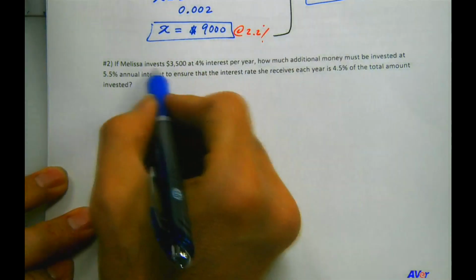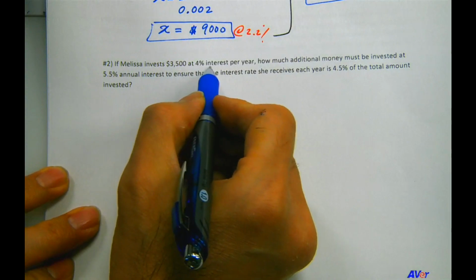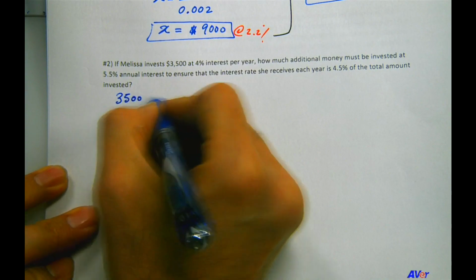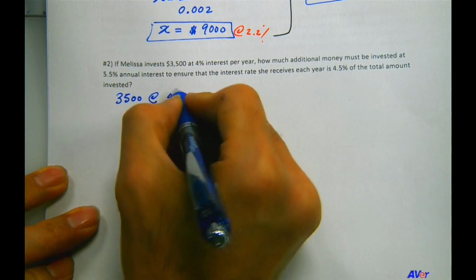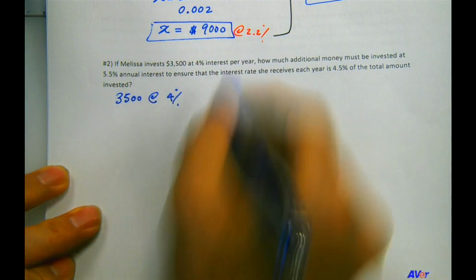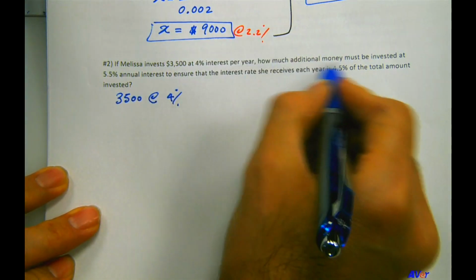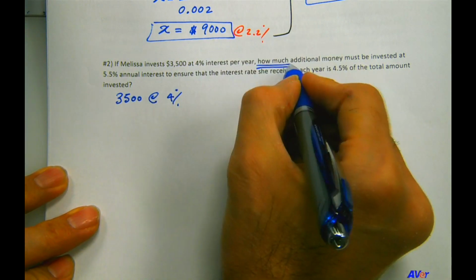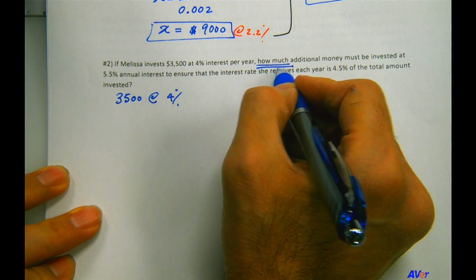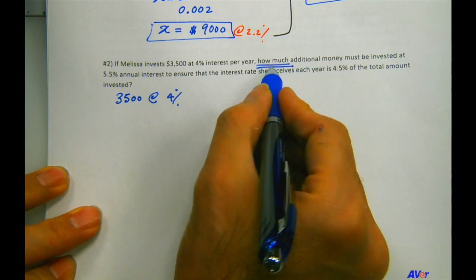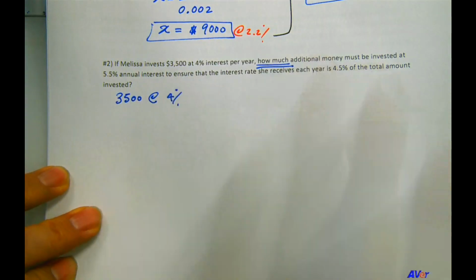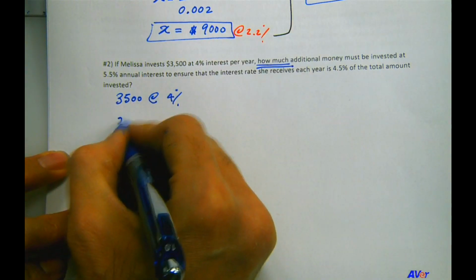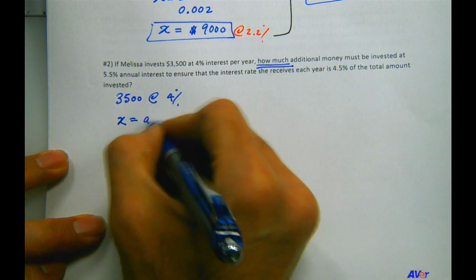So it says, if Melissa invests $3,500 at 4% interest, so I'm going to write that down. $3,500 was invested at 4%. Okay, I'm just organizing that information per year. How much additional money? As soon as I see "how much," that brings to mind the variable. So I want to assign a variable to any question mark that I see in the problem. So to translate that, I say this X is the additional.